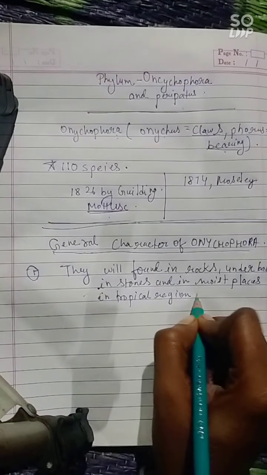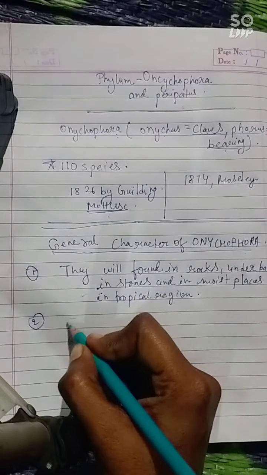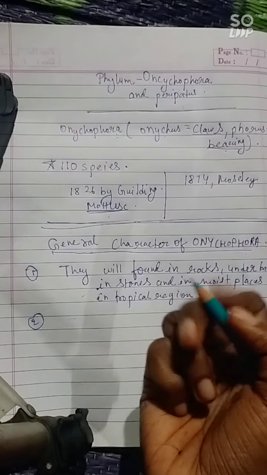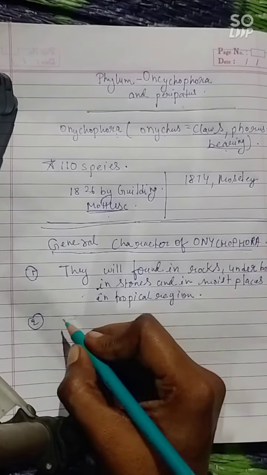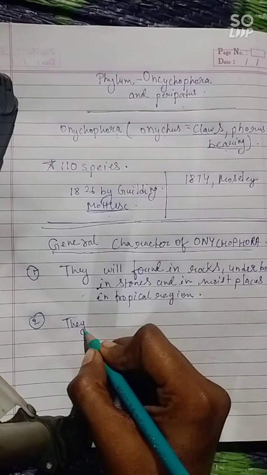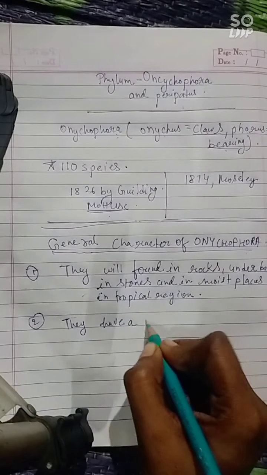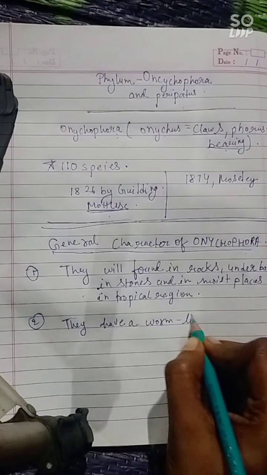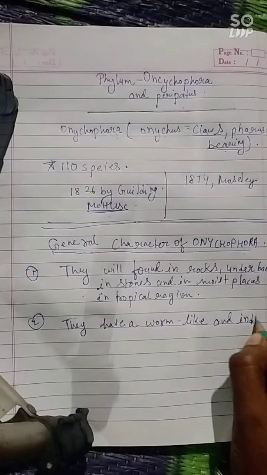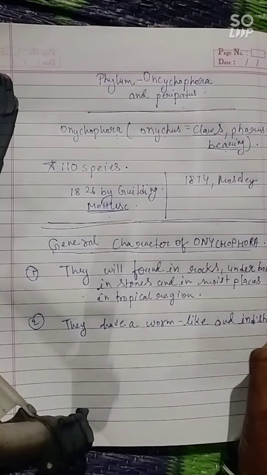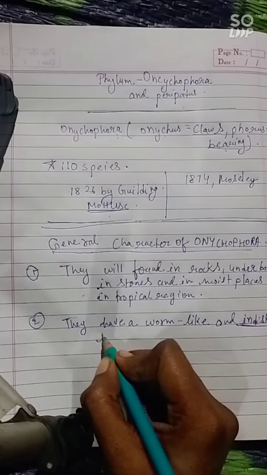Now the second point is they have a worm-like and indistinctly segmented body. So their body is worm-like and indistinctly segmented.